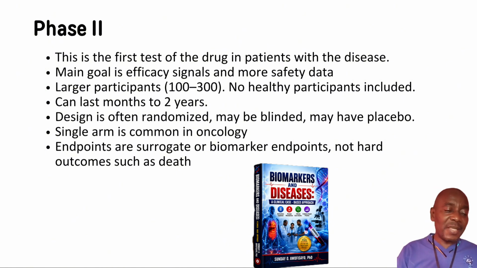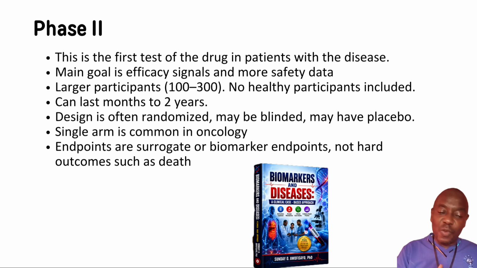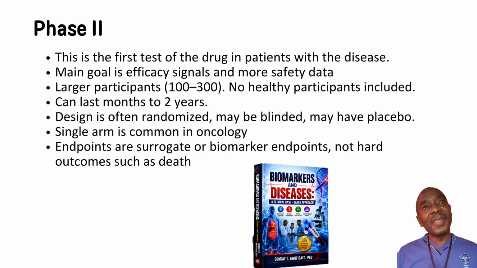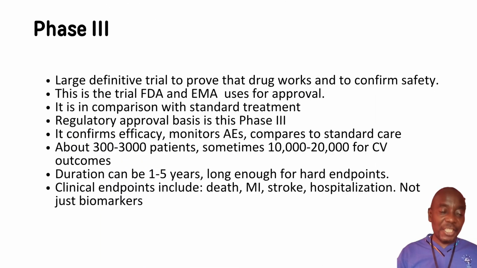Okay, the endpoints are surrogate or biomarker endpoints and not hard outcomes. In phase 2, we don't want to attend to these persons till death happens. Once we see some adverse events that are untoward, we discontinue and take a decision on the intervention that we are exploring. Phase 3, this is also larger and is a more definitive trial.